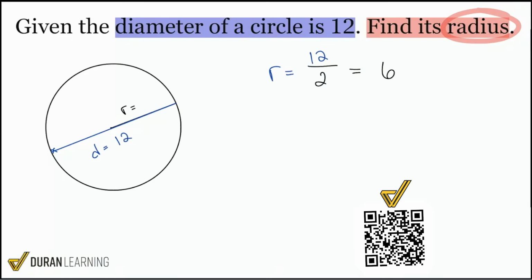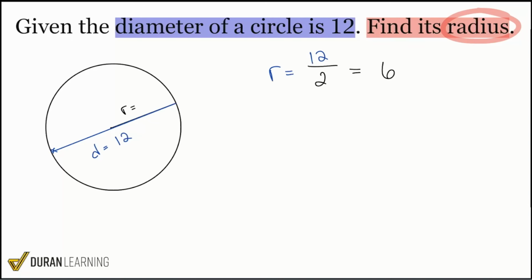I know these problems seem very straightforward, very rudimentary. I will agree with that in terms of the numbers, but I want to get your mind acclimated to dealing with the terms. That's what this is really about. If we want to get to the diameter from the radius, we double it. If we're trying to get to the radius from the diameter, cut it in half. That's the big key here.